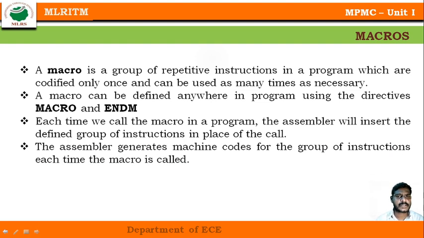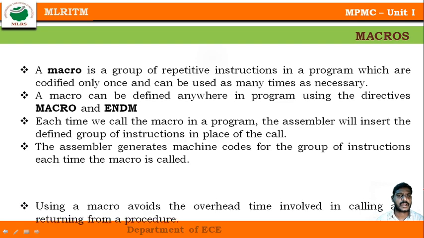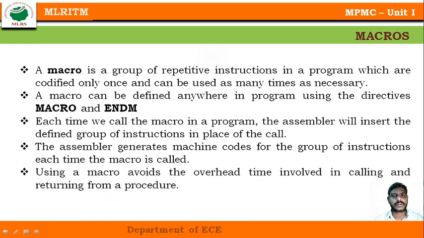So the assembler generates machine code for the group of instructions each time the macro is called. And using macros avoids the overhead time involved in calling and returning from the procedure. So what is the difference? We can say that what you understood by the macro.